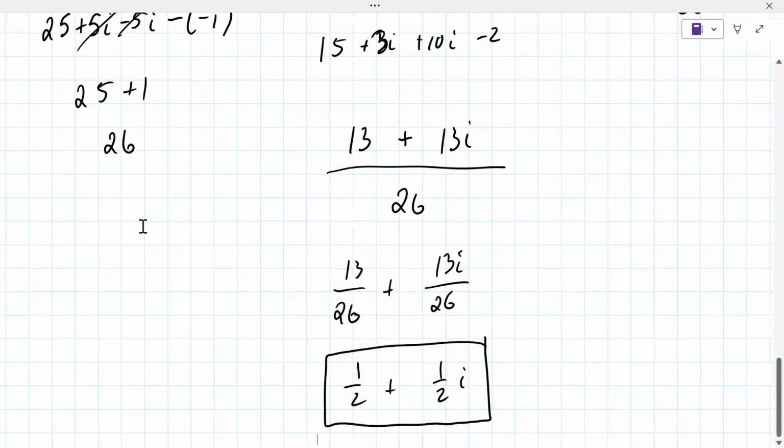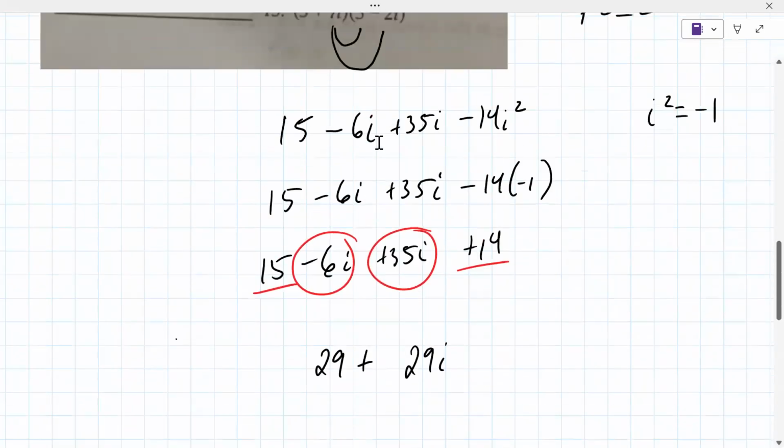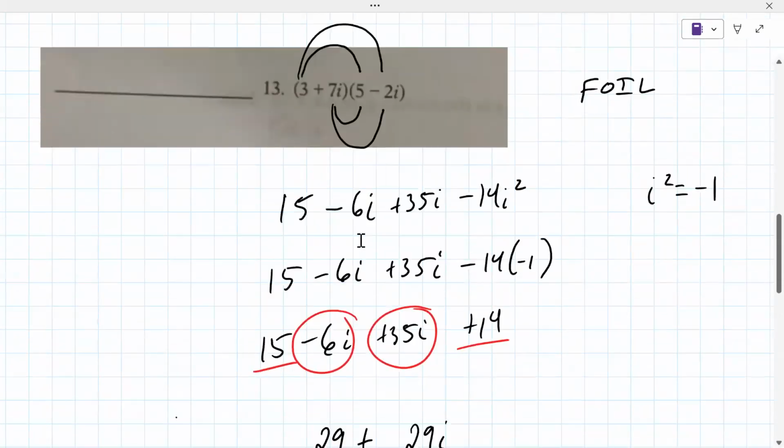So I just always have to assume it's FOIL, even if it doesn't tell me? Yeah, you have to know that, because they're multiplying. Whenever you're multiplying, you FOIL, just like in the previous problem.